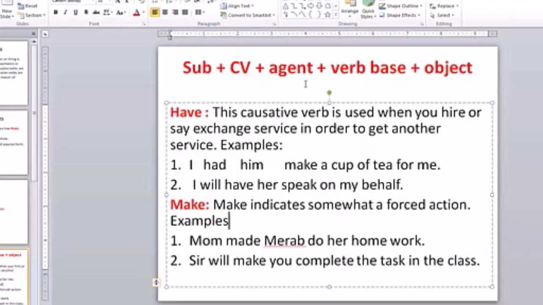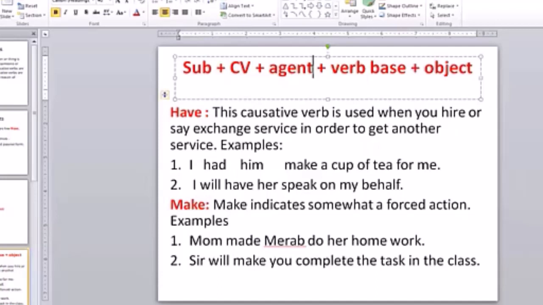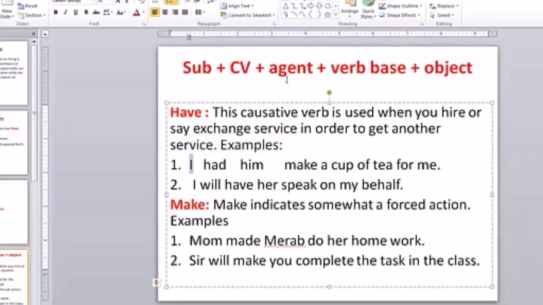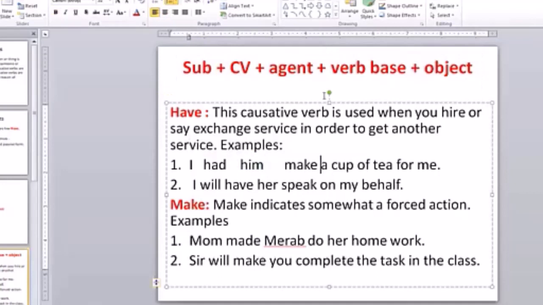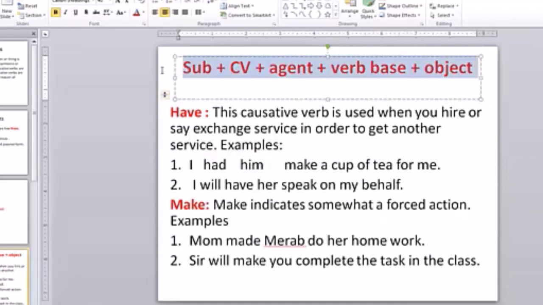Okay. Now, I think I missed explaining the agent. What is an agent? An agent is a person or thing that does the action. The subject is the one who is causing. The agent is the person or thing that does something. Let's say in that case, I is the subject. Now I asked the agent, him, to do something for me. You have to keep this structure in mind. It's for active causative verbs.